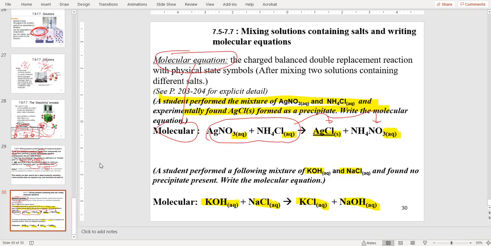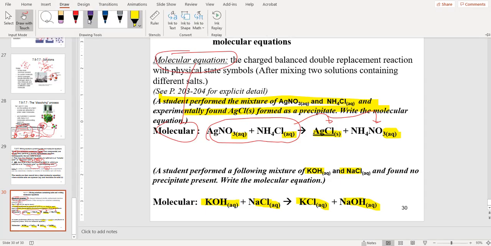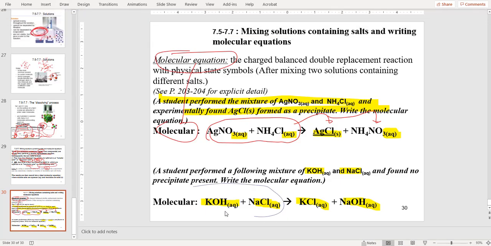So in summary, if I give you the starting reactants and I give you a paragraph that looks like this, you should be able to predict the products as well as put in the physical state symbols for these type of molecular equations.